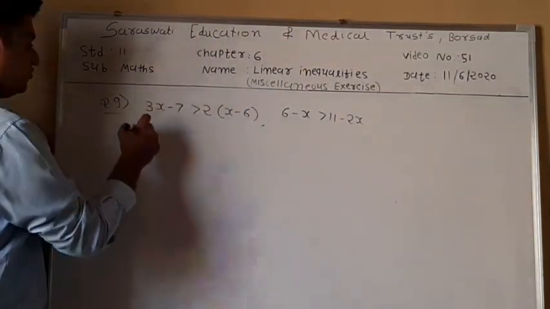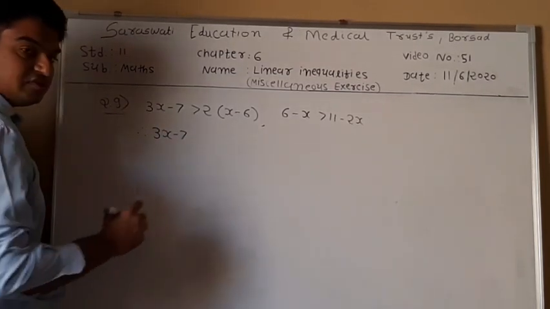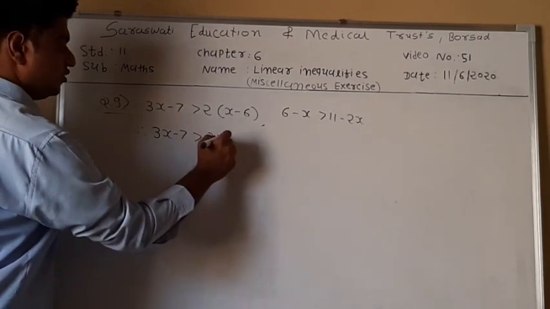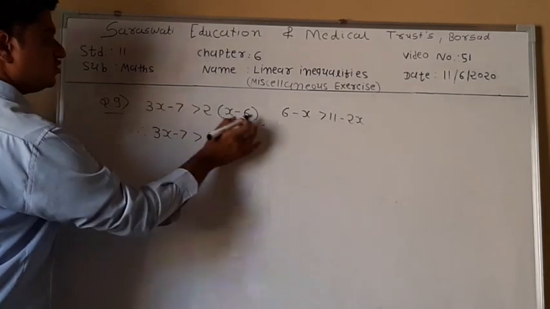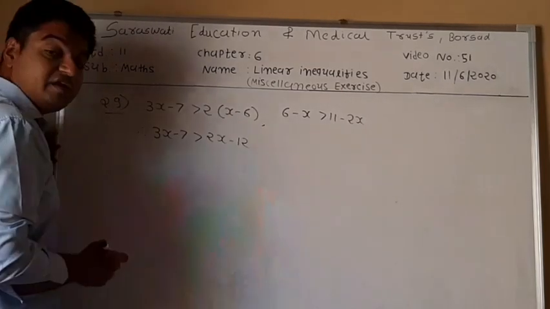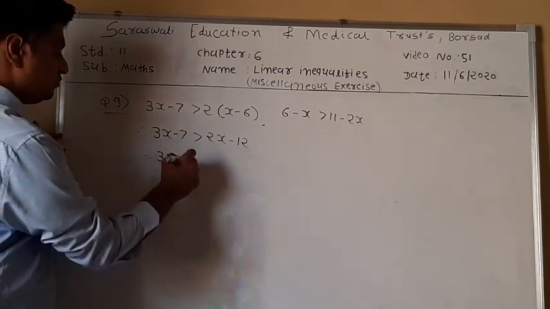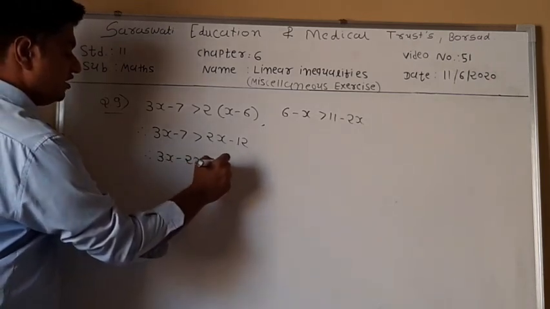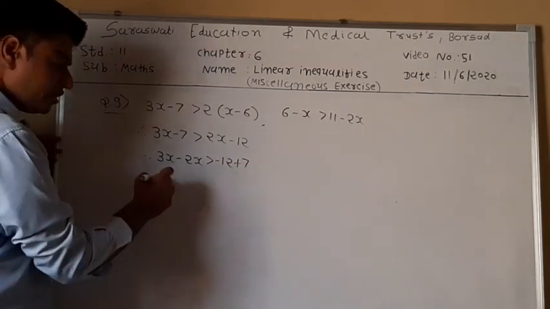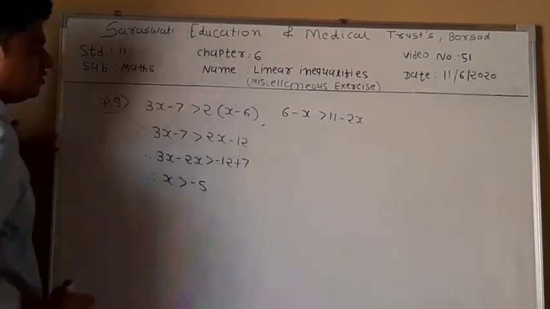Open this bracket, so 3x minus 7 greater than 2 into x, that means 2x minus 12. Now write the x terms on one side and the remaining terms on the other side. So 3x minus 2x greater than minus 12 plus 7. 3x minus 2x, that means x greater than minus 5.